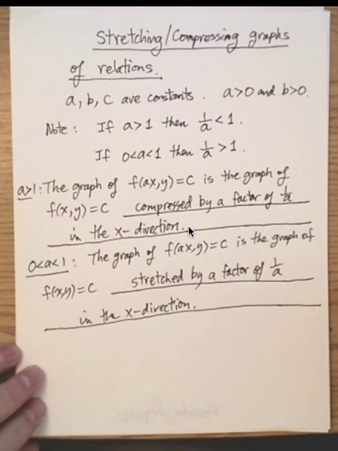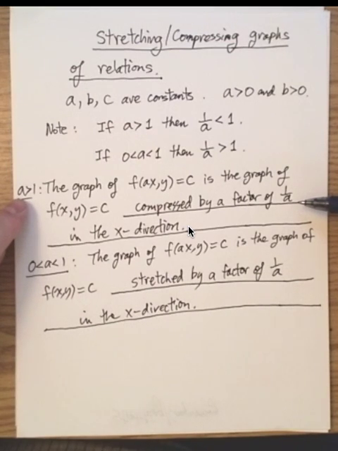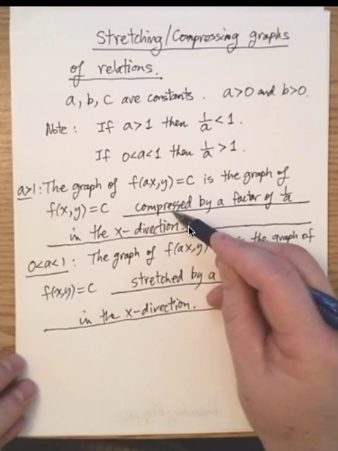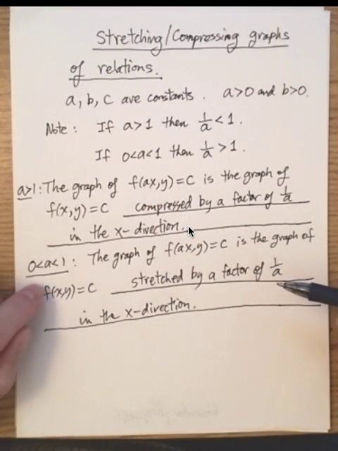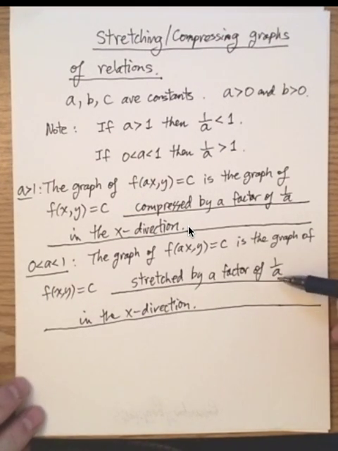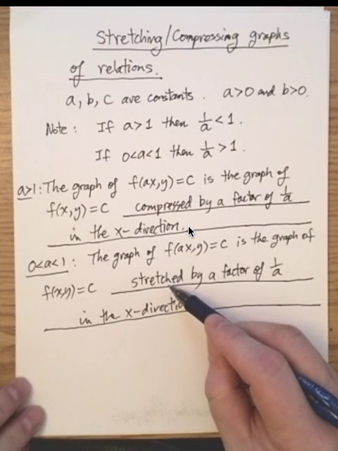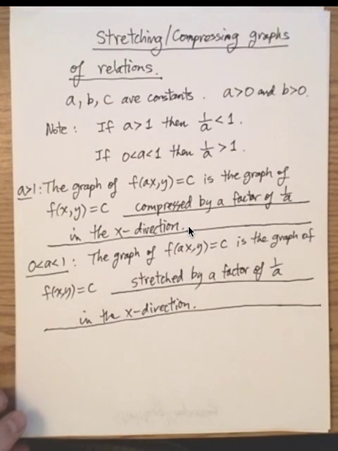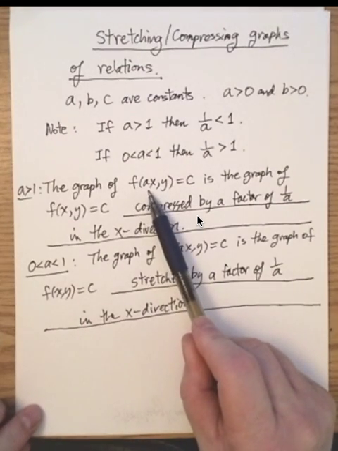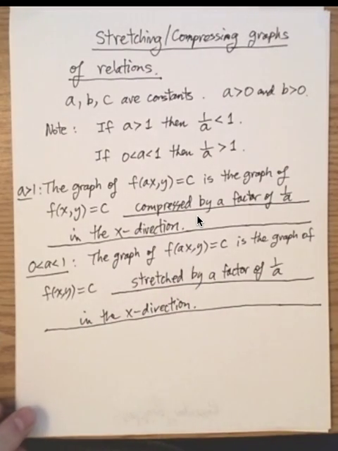Now, to know whether it's compressed or stretched, think about the factor 1 over a. Originally, A is greater than 1, so its reciprocal is going to be less than 1. So that's what I'm getting, a compression. In the second case, where a is between 0 and 1, its reciprocal is going to be greater than 1, therefore it ends up stretching the graph. Again, this is only in the x direction because so far I've only monkeyed with x.